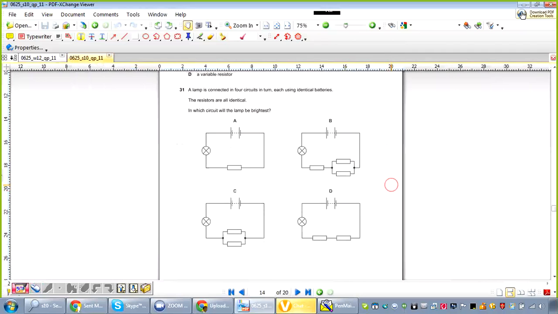A lamp is connected in four sockets in turn, each using identical batteries. The resistors are all identical, and each socket with a lamp is the brightest.